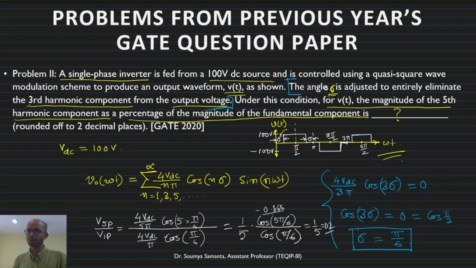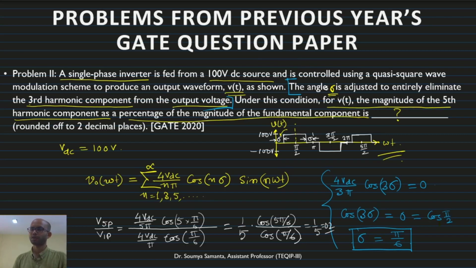If we take the magnitude of this one, this will be 0.866 as a numerator, and the denominator also 0.866. So this will cancel out. So this will be equals to 0.2 into 100%. So this one will be the percentage, and this equals to 20%. So this will be the answer.